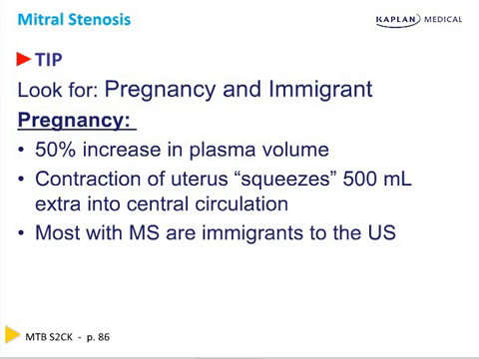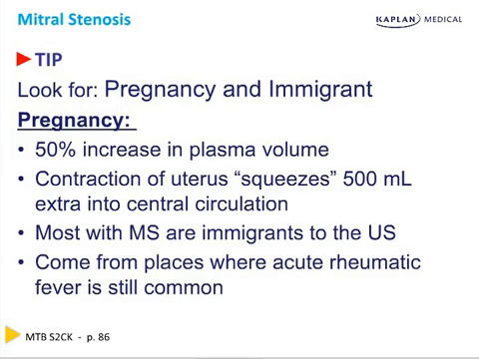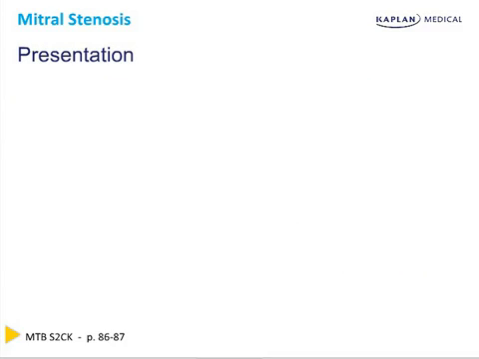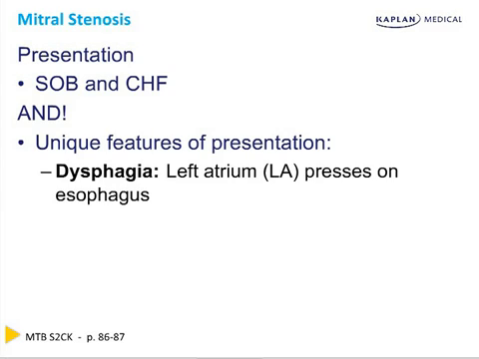Most of our patients with mitral stenosis are immigrants to the United States, and immigrants from places where acute rheumatic fever is still common, it's still endemic, where people simply don't have the same level of access to antibiotics for pharyngitis. Shortness of breath and congestive failure is simply the root base upon which all valvular heart disease occurs. But you're going to have to say they have shortness of breath and congestive failure and dysphagia as the left atrium presses backwards on the esophagus and it squeezes your esophagus and causes an obstruction to your swallowing.